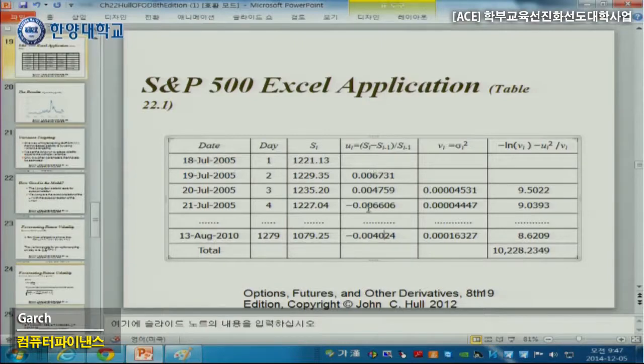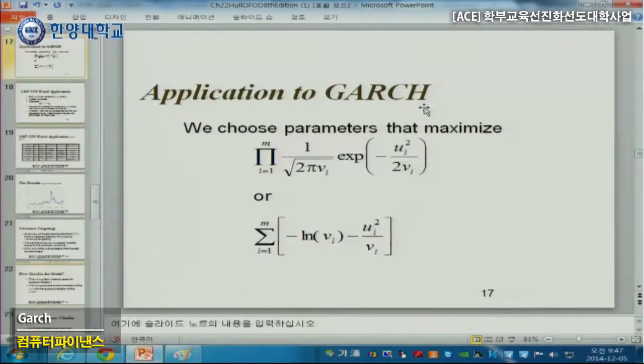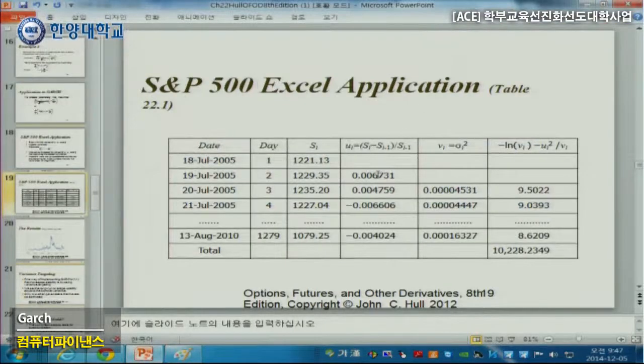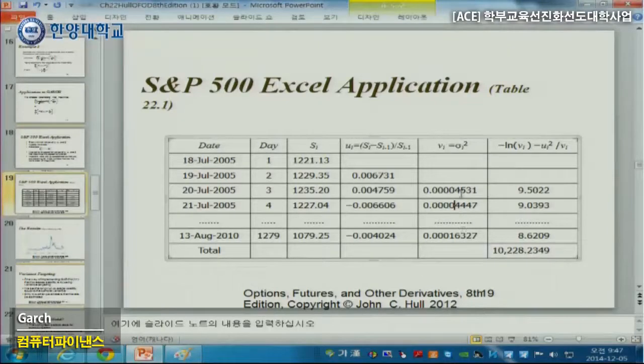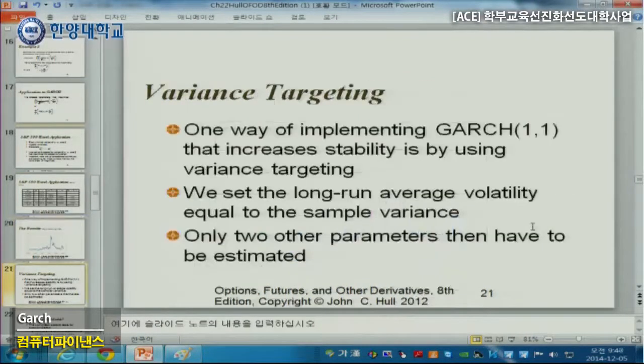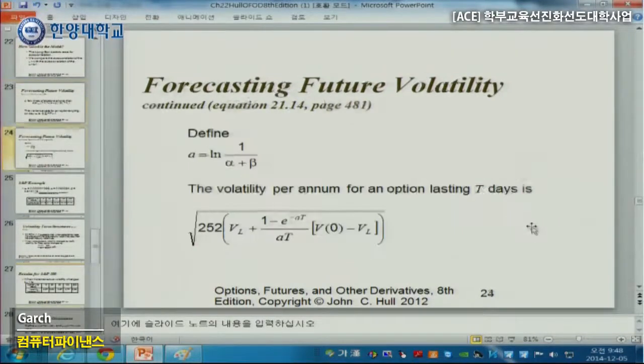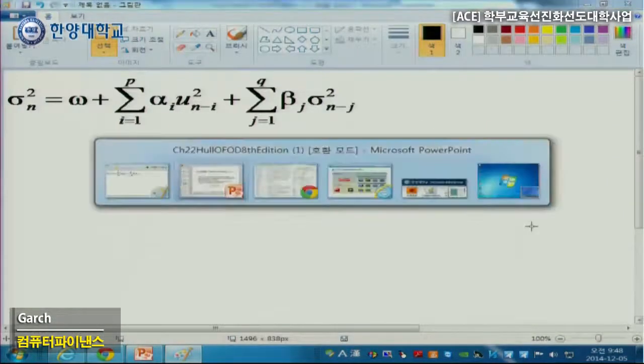Okay, with return something like this, and then given our initial guess about omega, alpha, and beta, we can fill the vi for each day, and if vi and ui, we can calculate log vi minus ui square over vi, something like this. And then we can sum everything, and this is sum of entire thing. And when we maximize this one by choosing omega, alpha, and beta. Okay? And then one important thing is variance targeting, and we will do variance targeting. And then we can go to actual example.